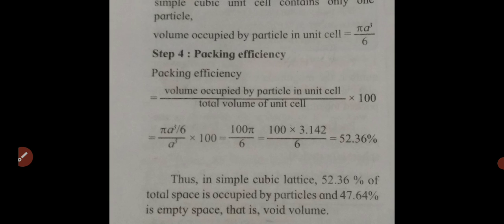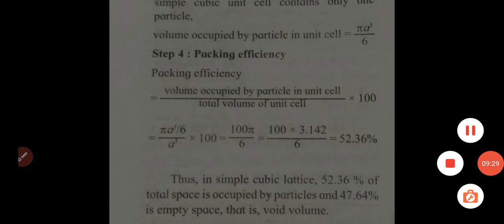So you can conclude here that in simple cubic lattice 52.36% of the total space is occupied by the particle and 47.64% is empty space. That is, it is the void space that is present. Void means extra space, empty space that is present. A vacant space is called as void. So packing efficiency of simple cubic lattice is 52.36. See, these values must be learned by you.